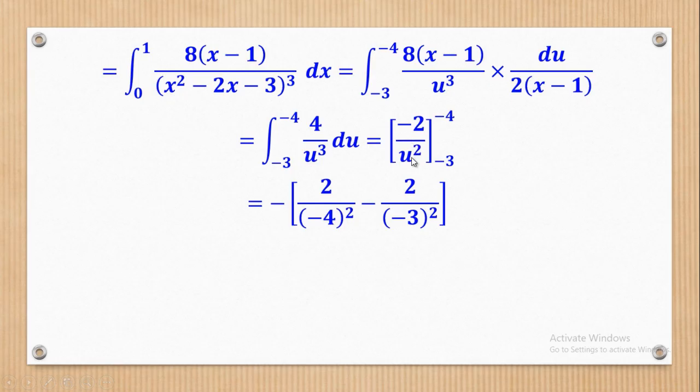Now that I've got the integral, I'll have to substitute the limits. So begin with the upper limit of negative 4, substitute negative 4 here to come up with this bracket, then substitute the lower limit to come up with this. And when I use the calculator, I'll come up with this value, and when I simplify further, I'll come up with 7/72, which is the required integral.